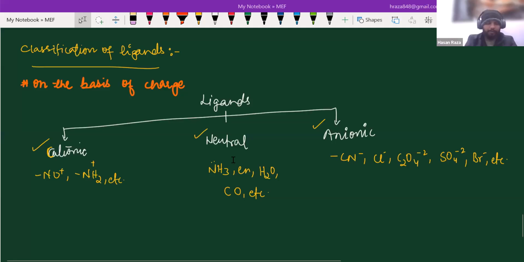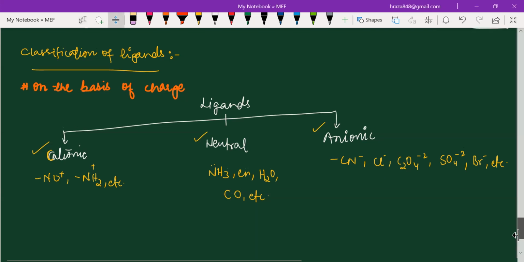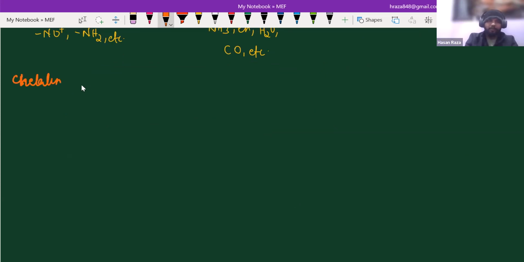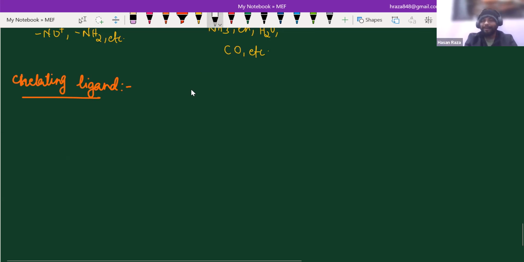Okay, that means we are not done with the chelating ligand. Have we done chelating ligand? No, sir. Okay. So chelating ligand, write the topic. What is this chelating ligand? So basically, chelating ligand is the ligand which forms a ring or closed structure.